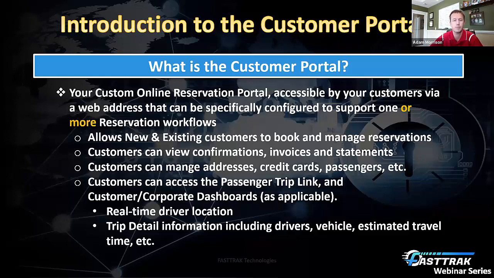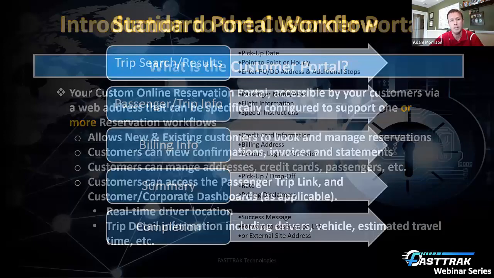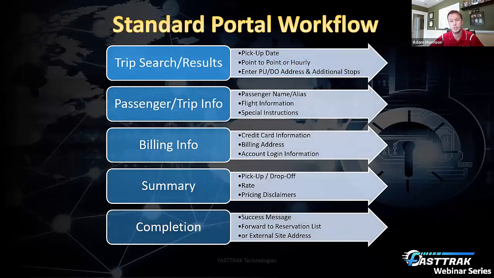So, the standard portal workflow. The process that a customer is going to follow is, they're going to gain access to the portal via some link, and they're going to do a trip search. This is where they enter a date, pickup and drop-off information, click search, and it returns a list of vehicle types. That's the trip search and results. It's the first step of the portal process.